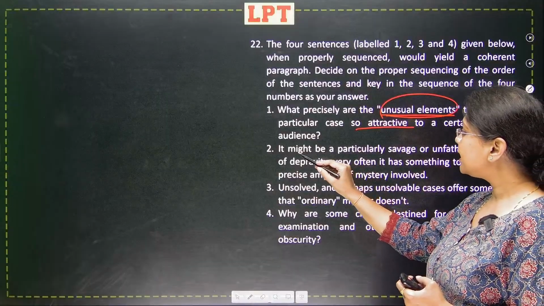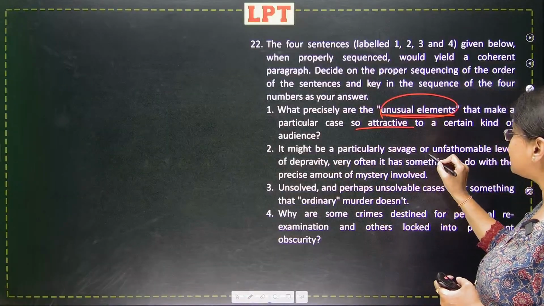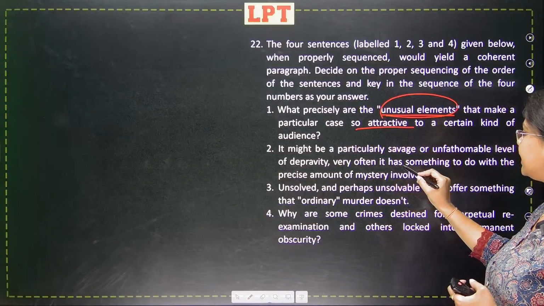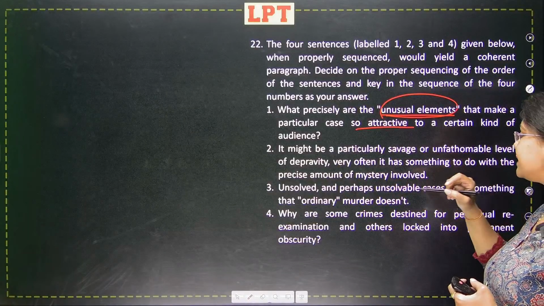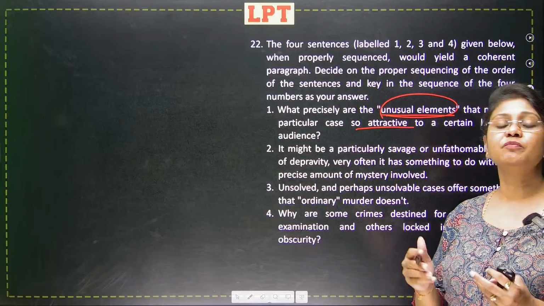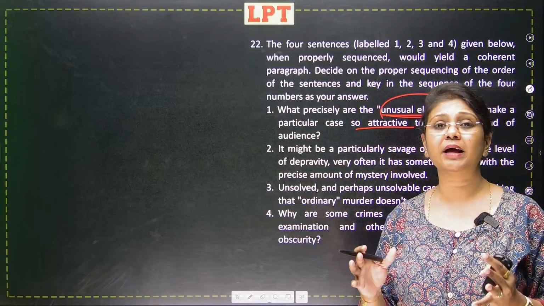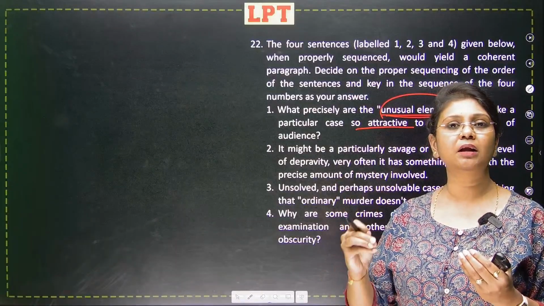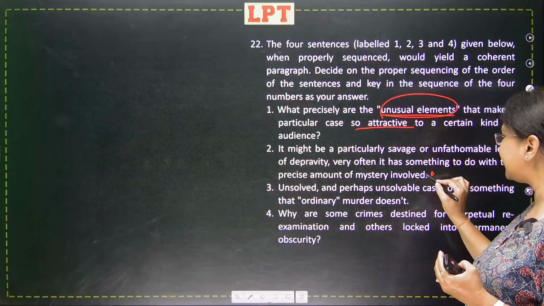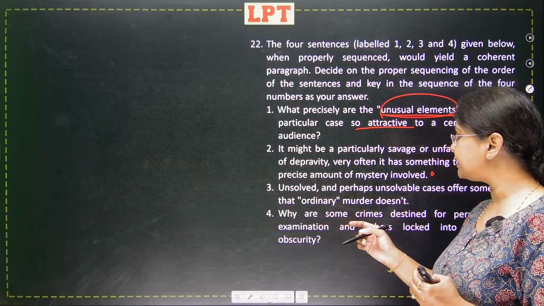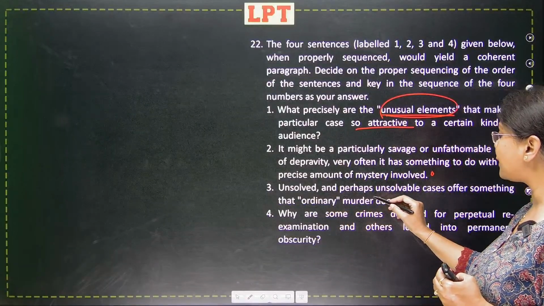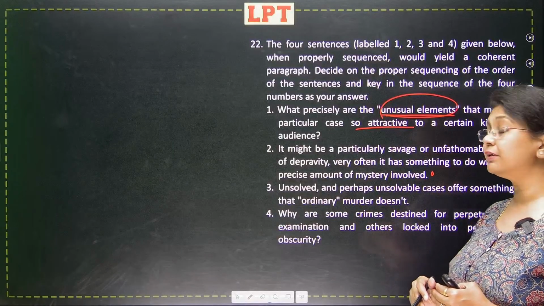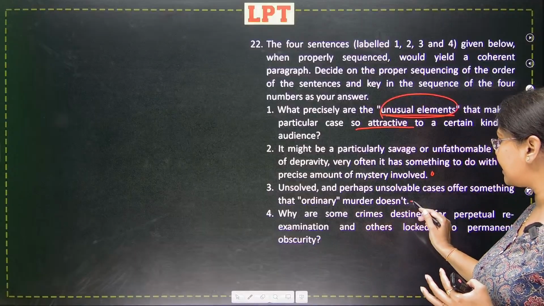It says, it might be a particularly savage or unfathomable level of depravity. Very often it has something to do with the precise amount of mystery involved. So when you read this sentence, I'm sure you would have figured it out that this cannot be the opening, because it is somewhere in the middle of the sequence, right? So I can keep it aside. Let's read out the third sentence. It says, unsolved and perhaps unsolvable cases offer something that ordinary murder does not. Okay, that is again fine.